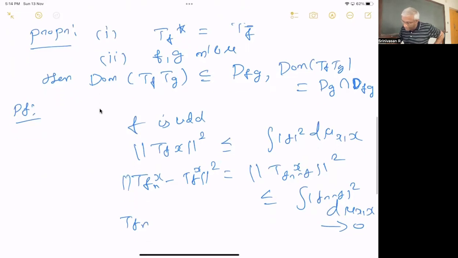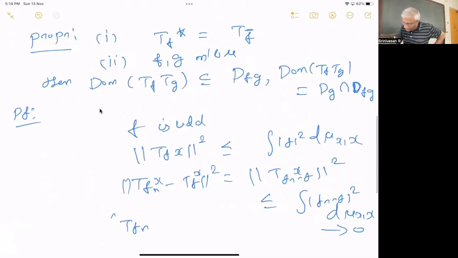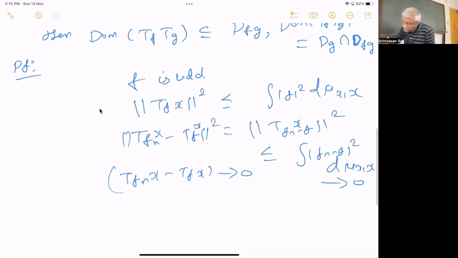So these things imply that T f_n x minus T f x goes to 0. Last time we were stuck, but I'm just recalling the same thing, which was sorted out last time itself. Now we know that T f_n x is equal to this, if f is bounded. So T f_n x goes to this.